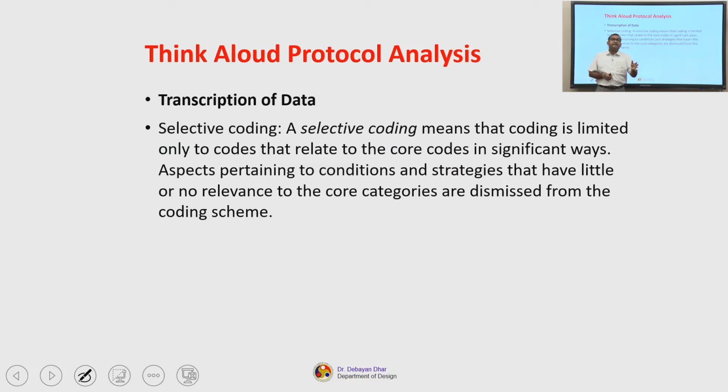The third and the final stage is selective coding. Now, what do we do in selective coding? Selective coding means that the coding is limited only to codes that relate to the core codes in significant ways. Focus here: the idea is to relate core codes in significant ways. Aspects pertaining to conditions and strategies that have little or no relevance to the core categories are dismissed from the coding scheme. It is about significance.